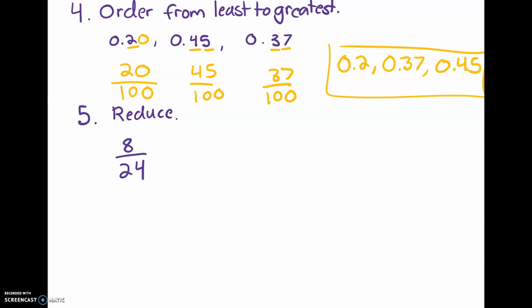And then question number 5, we're reducing. So this is where we divide by their common factor. So we look at 8 and we look at 24, and we might notice that 4 goes into both of them. We might notice that 2 goes into both of them. And we might notice that 8 also goes into both of them. So we can divide both by 8, and we will get 1 over 3 as our reduced answer.